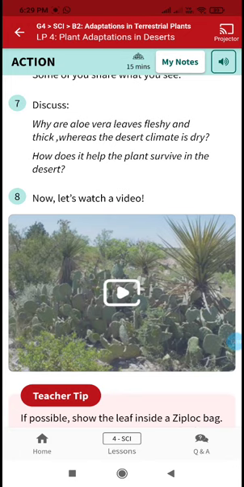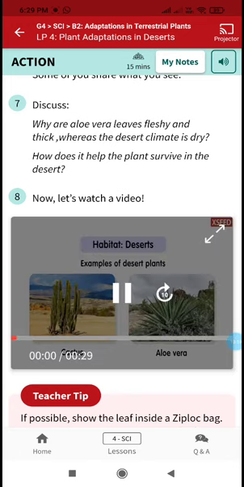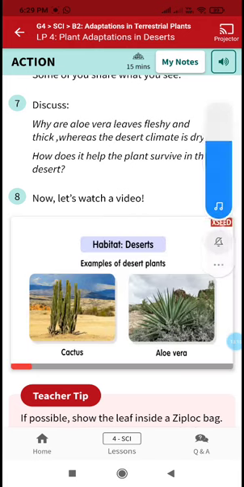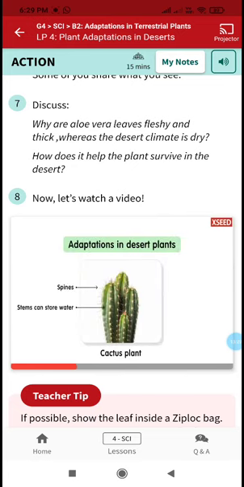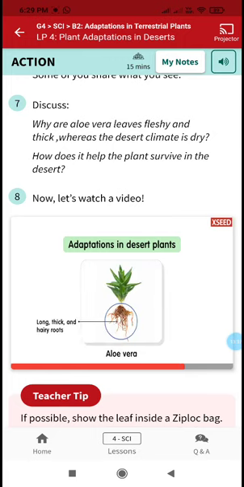Desert plants have adaptations to reduce water loss and store water. Leaves of the cactus are reduced to spines to reduce water loss through transpiration. Thick and fleshy leaves of the aloe vera store water. Its roots spread out wide to absorb water.